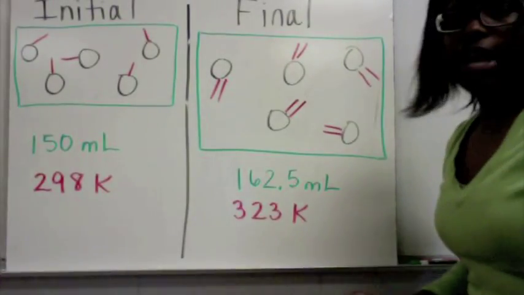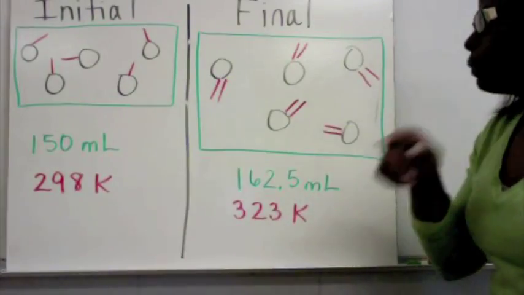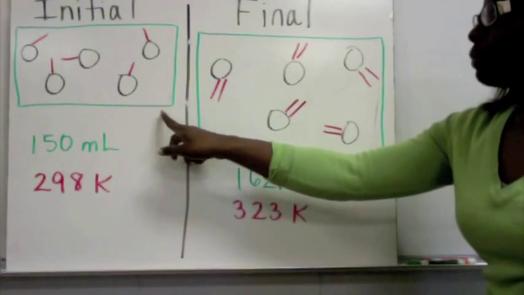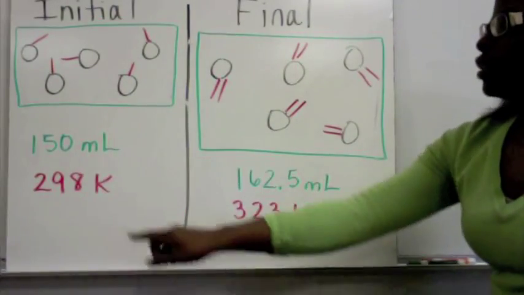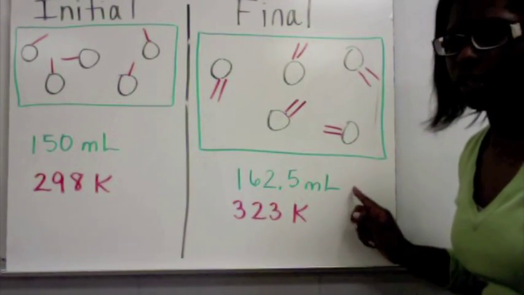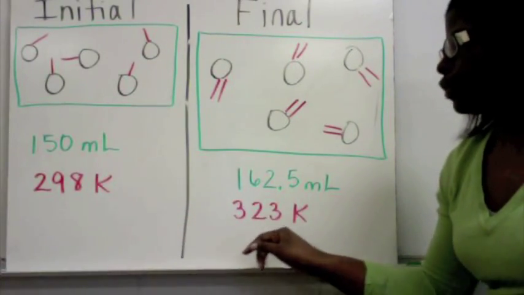So with our particle diagram, we have our initial. Remember, volume is green, so this is our volume as the perimeter. Final, we have our volume. You notice that the volume here is smaller than the volume here. So 150 milliliters, 162.5 milliliters, and then a temperature of 298 and 323 here.